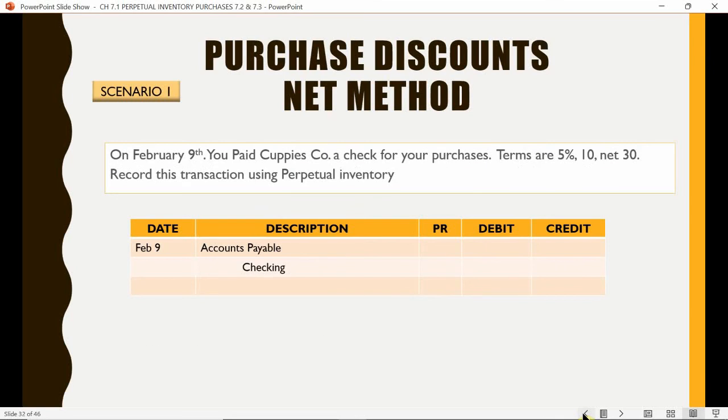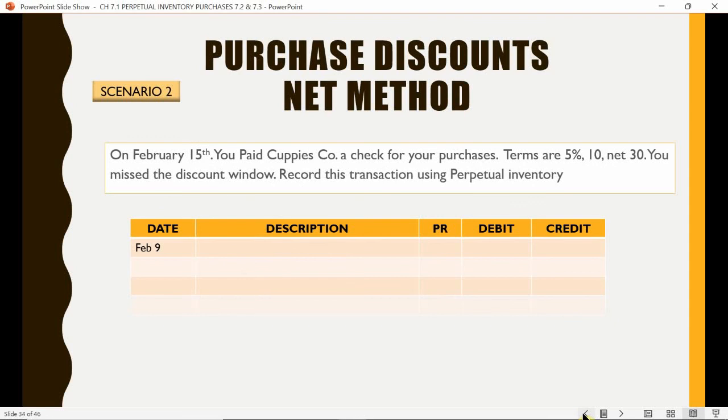Right now it is February 9 and I end up making a payment. So in this case, straightforward, since I made it within the discount period, I just pay them $218. Straightforward, right? However, what if I accidentally miss that discount period and I use the net method to record the purchases? What happens here?